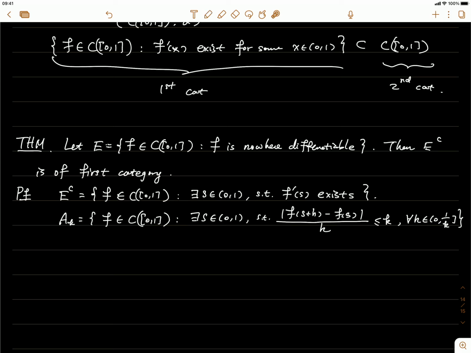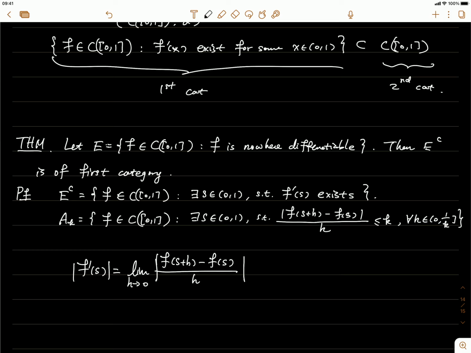Let's take a closer look at this. It's a set of functions f such that there exists some point s in the interval [0, 1], at least one point s, such that this inequality holds for all h that satisfy this condition. I will say that if a function is differentiable at a point s, then the function f must be inside this A_k set. The reason is, if the limit exists, that means, let's look at what this is. This is the limit as h goes to 0 of (f(s + h) - f(s)) divided by h. So if this exists, then this should also exist if I take the absolute value. It doesn't matter. This should exist as well.